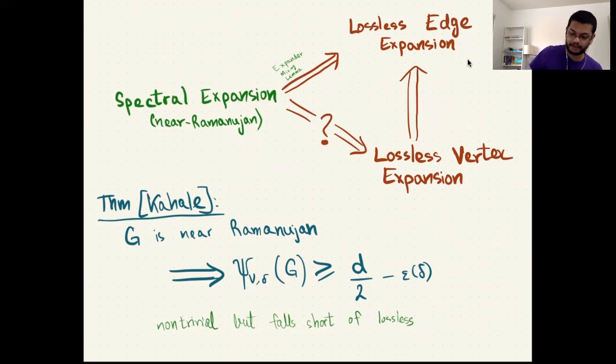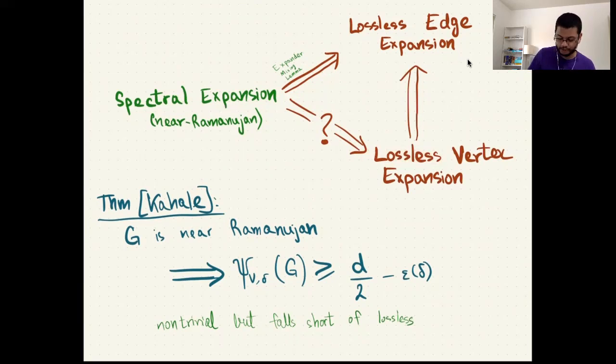Also, it's not hard to see that if you have lossless vertex expansion, so your vertex expansion is very close to d, then that also implies that you have lossless edge expansion. But the main mystery for us is whether having good spectral expansion says anything about lossless vertex expansion. So the first question you could ask is, even lossless notwithstanding, does spectral expansion imply anything at all about vertex expansion?